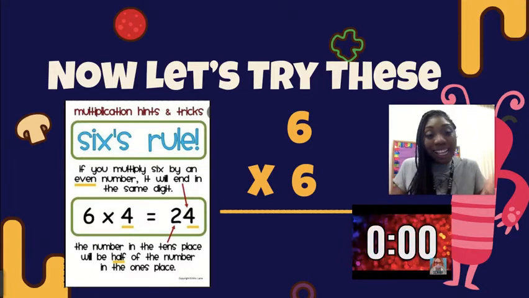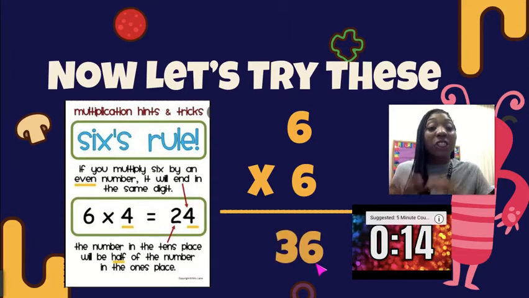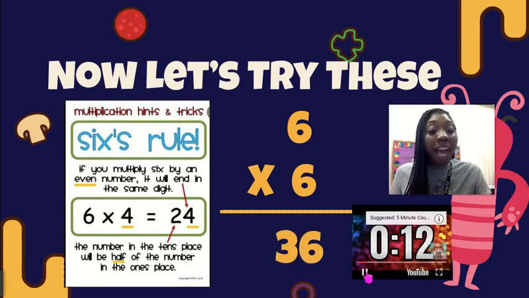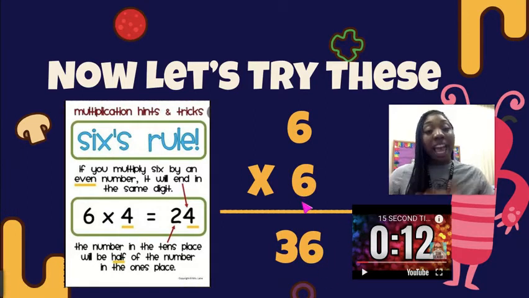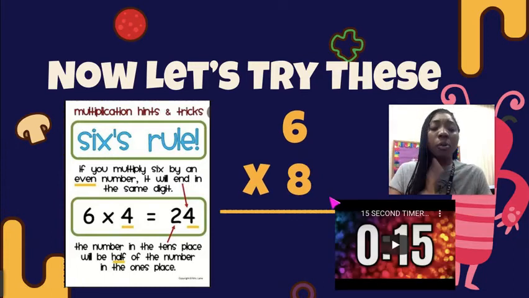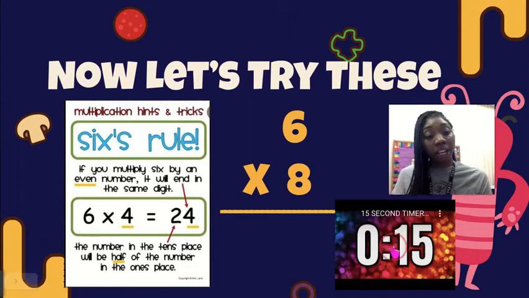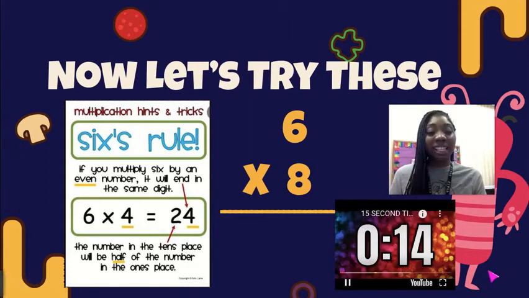Okay, time's up. 6 times 6 is 36. You got it, because the sixes rule tells us that this number is going to be the same one that we're multiplying by, and half of 6 is 3. You got it, because 3 plus 3 is 6. Great. Let's try one more. I want you to try 6 times 8. Are you ready? Okay, here we go. 15 seconds.